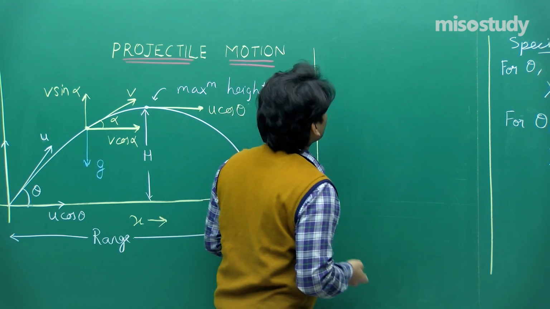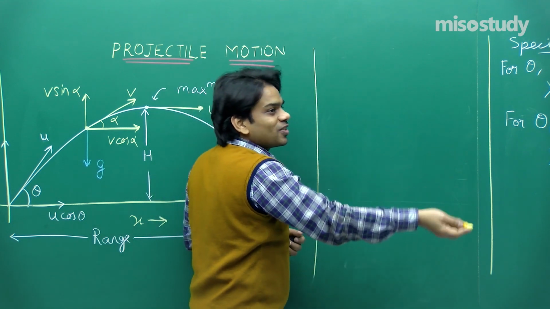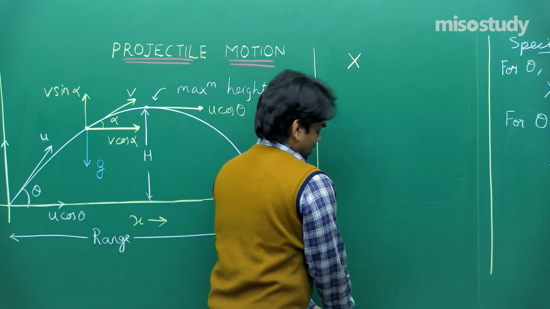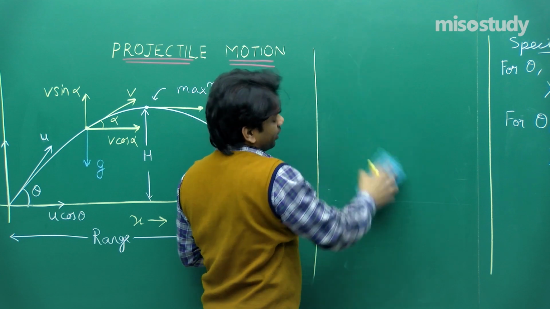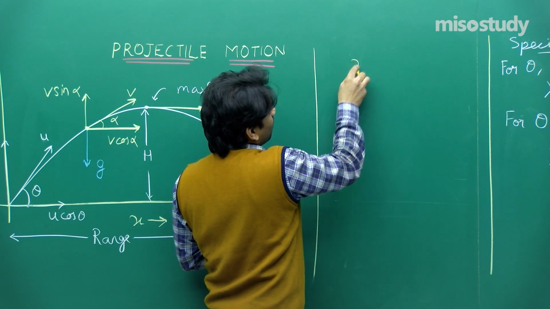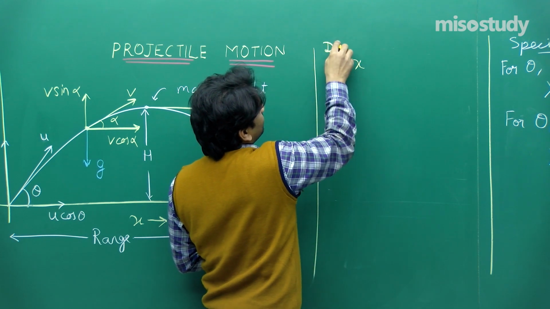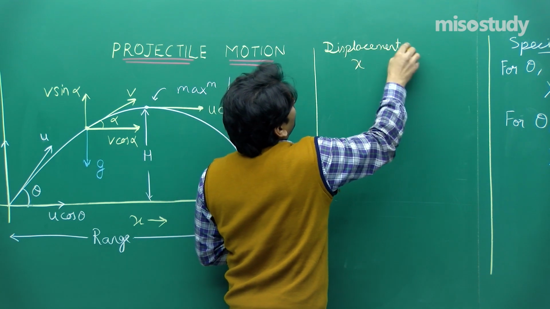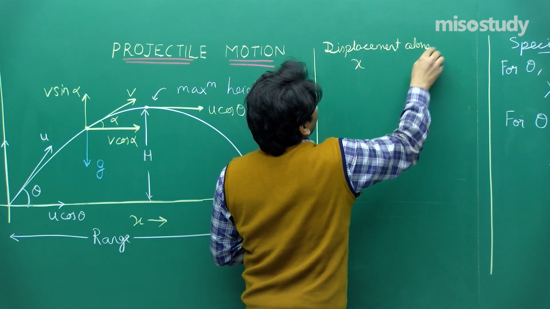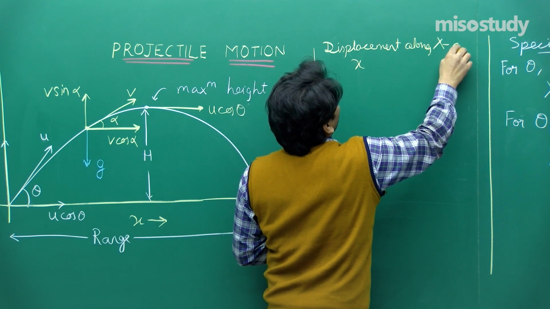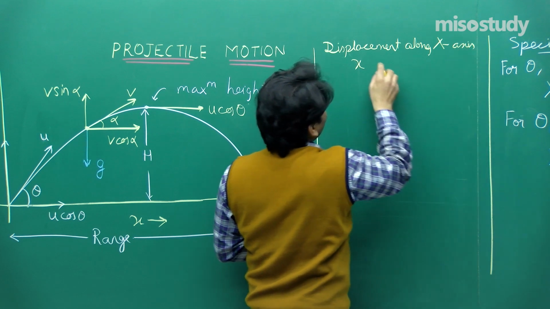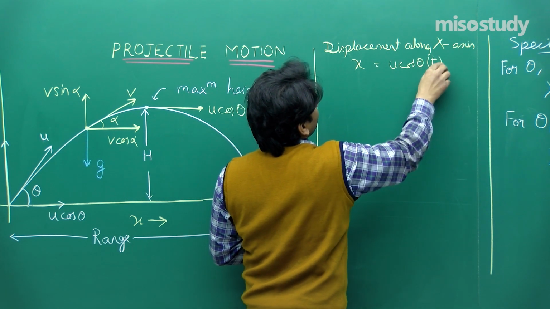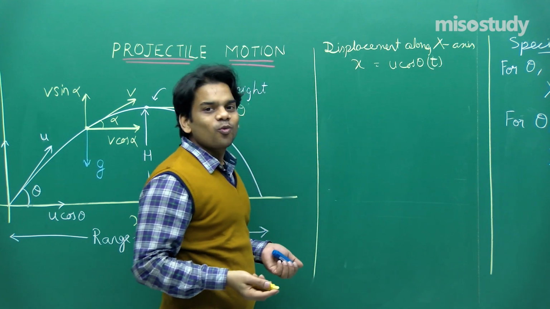See here, the velocity along the x direction is given as u cos theta, so x will be given as, I'll mention this small x because we have already used capital X for range. So small x, the displacement along the x axis in some time t, will come out to be x equals u cos theta into t, and displacement along the y axis.